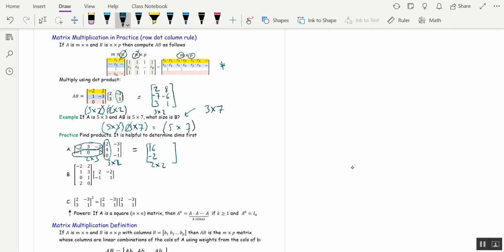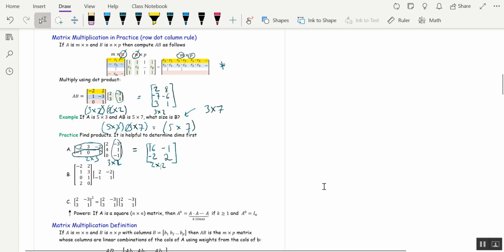And then focusing in on the second column of the product, I'm going to ignore this column and focus on this column. So I'll take the dot product of the first row of A with that second column of B to get -1, and then second row of A with second column of B dot to get 2.